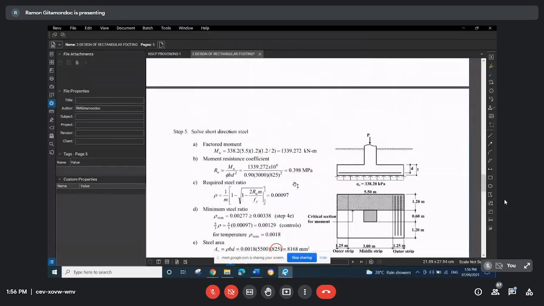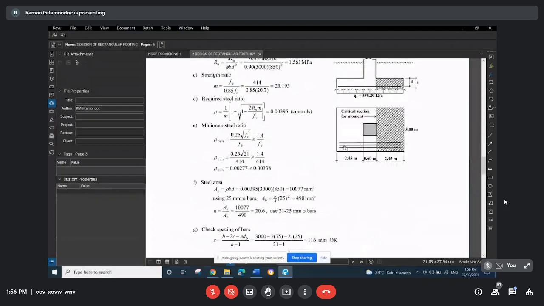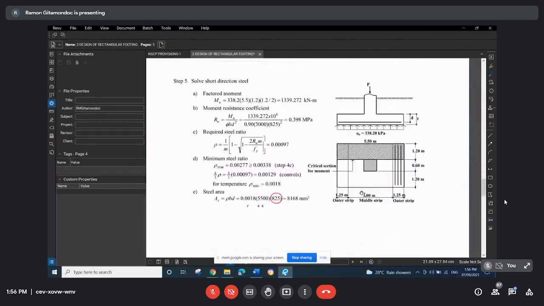Now, unlike in the long direction steel, where the steel bars are distributed evenly, in the short direction steel, more bars will be placed at what we call the middle strip, and fewer bars will be placed at the outer strips. I think that is understandable because, of course, the larger pressure will occur near the column, rather than at the outer or far edges.